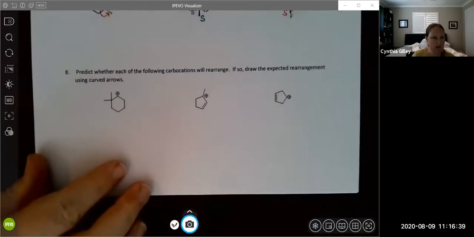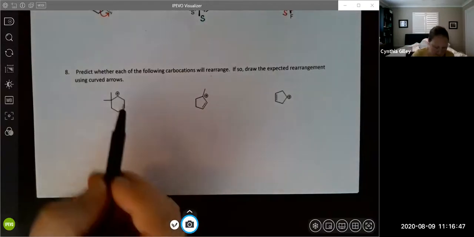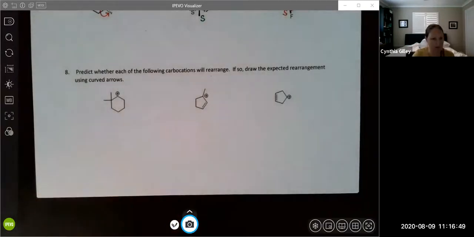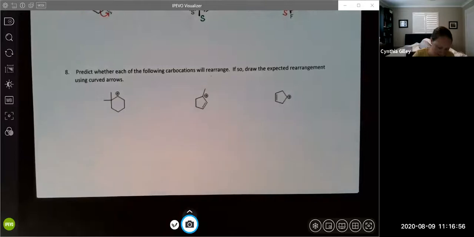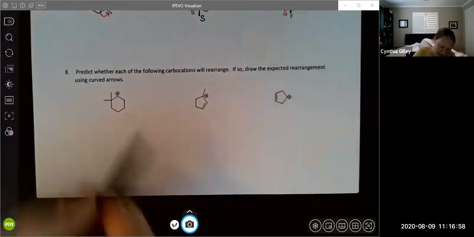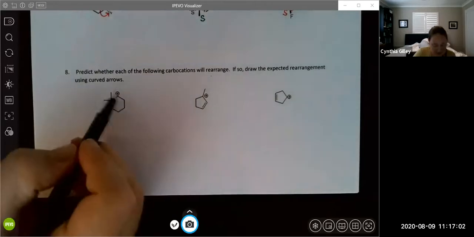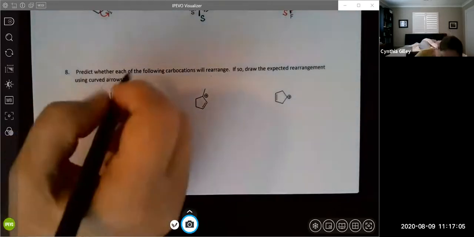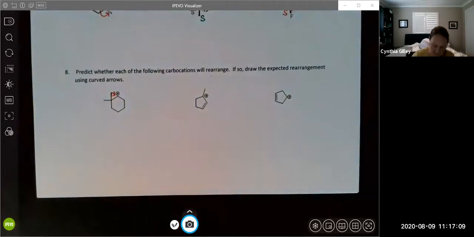All right, predict whether each of the following carbocations will rearrange. If so, draw the expected rearrangement using curved arrows. So whenever I have a secondary carbocation, I'm always very suspicious that there might be a rearrangement because secondary carbocations like this one are not very stable. So if I do a hydride shift over here, that's just going to get me another secondary carbocation. So it's actually best to shift the methyl over.